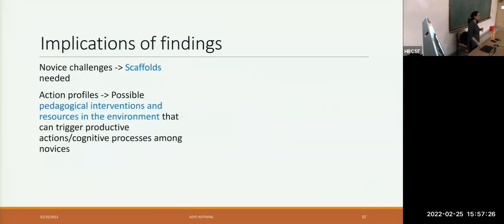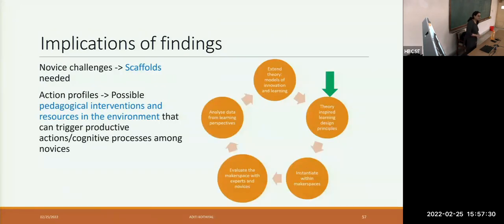And this will then lead to redesign. So now we intervene at another point of the design-based research cycle. We know what the productive actions are, we know what the novice challenges are, and then we know what kind of interplays we need to trigger. So then we use design principles from the relevant areas, and we intervene and redesign makerspaces. So that would be phase 2 of my proposal.